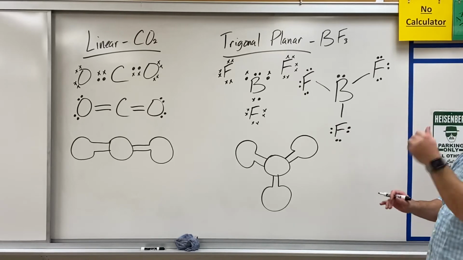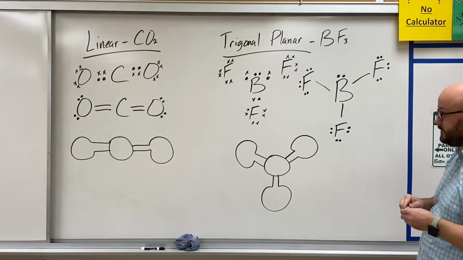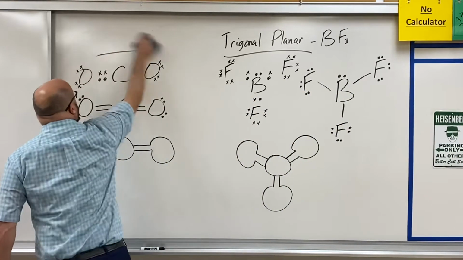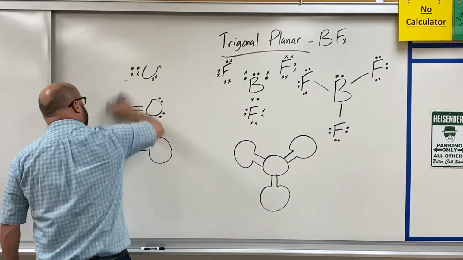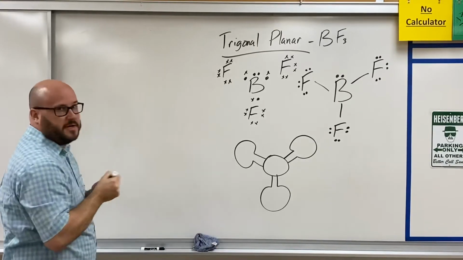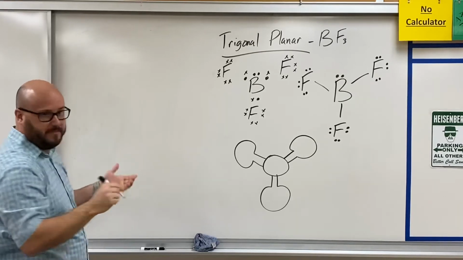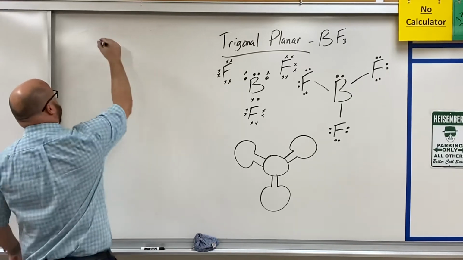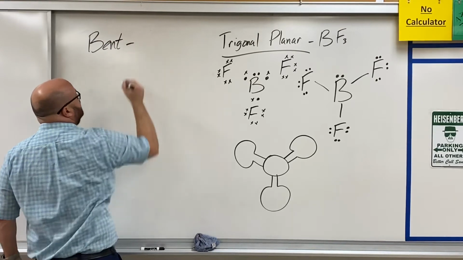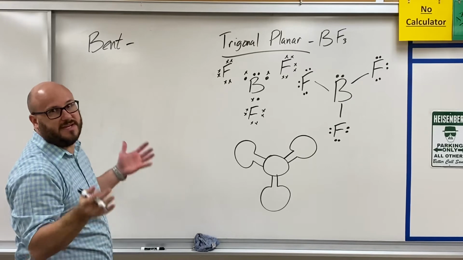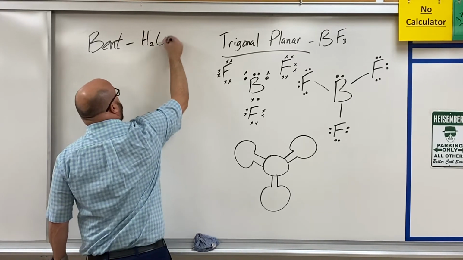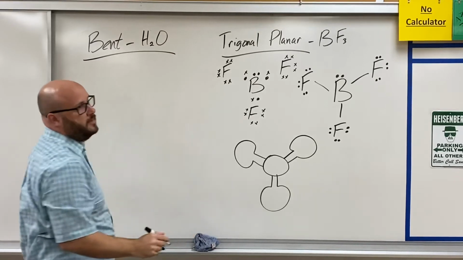Okay, let's go up one more level. Let's look at the next type. This type's called bent, and it's named that because it's bent, literally. And a great example of this is our buddy dihydrogen monoxide, or water.